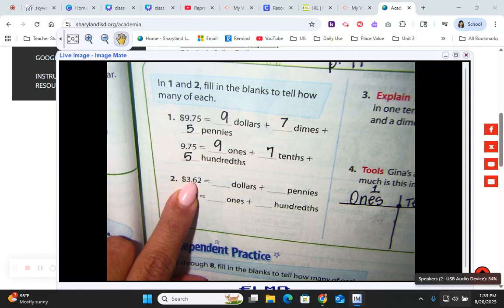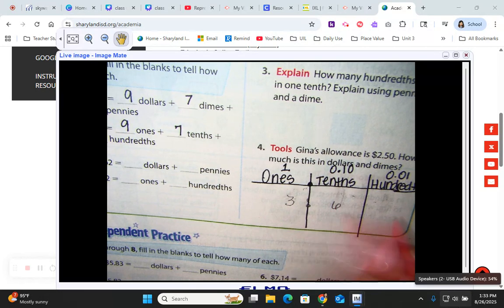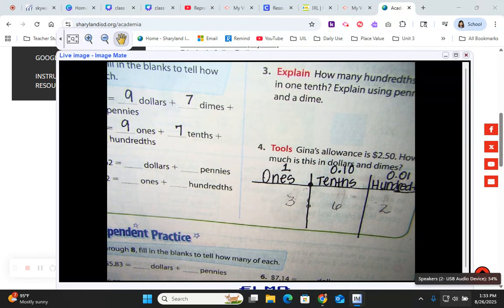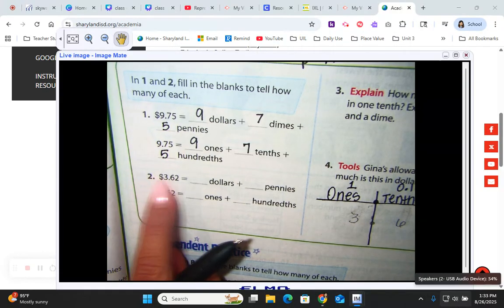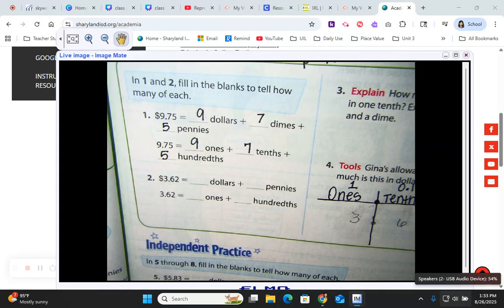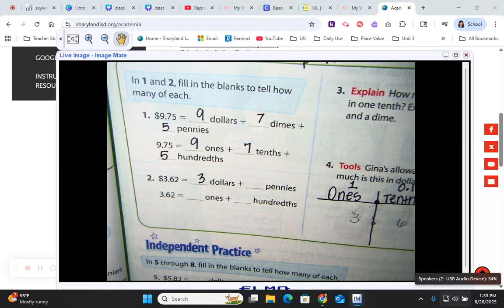Number 2 says 3.62. So I'm going to come here. 3.62. Now my choices are only dollars and pennies. So if I have $3.62, but my only choices are dollars and pennies, how many dollars would I have? 3. Now, I went to the bank. I needed 62 cents, but the bank said they're out of dimes. They can only give me pennies. Can they still make 62 cents with pennies? Yes.